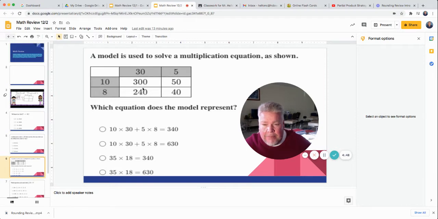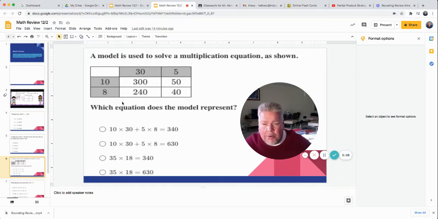You'd put 300 plus 240 plus 50 plus 40 to find the answer, and you'd get 630. So 35 times 18. So it's going to be one of these two. 35 times 18. When you add these up, you get 630. So the answer is this.